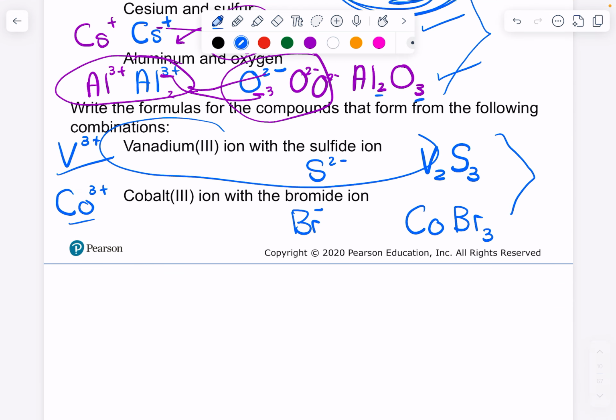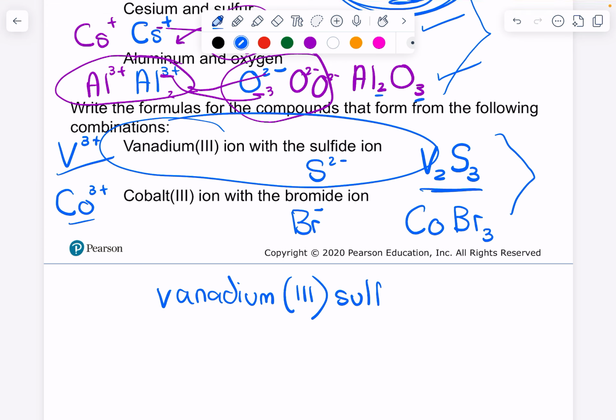If I was given this vanadium 3 with sulfide, it would actually be really easy to name. I know the formula is V2S3, and the name would just be vanadium. I would say the charge in Roman numerals, 3, and then the same way that I changed the sulfur ending, I change it to "-ide", so sulfide, vanadium 3 sulfide. So that seems really easy, but they told us that vanadium was 3.